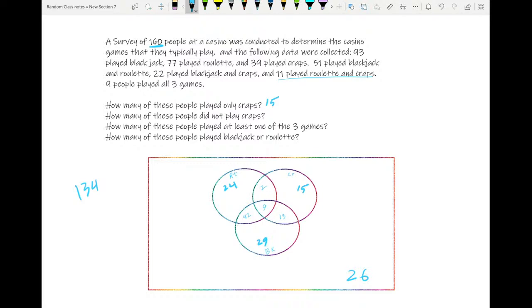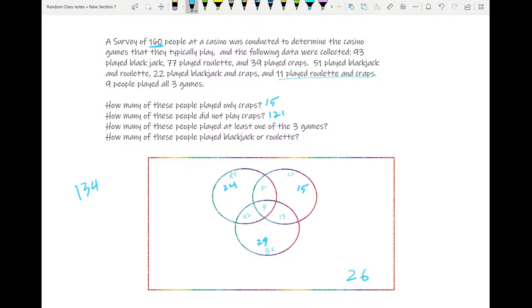Next one. How many of these people did not play craps? All right. So we're just going to look at all the numbers outside the craps. So we're going to look at 24, 42, 29, and 26. 24 plus 42 plus 29 plus 26, which is 121.